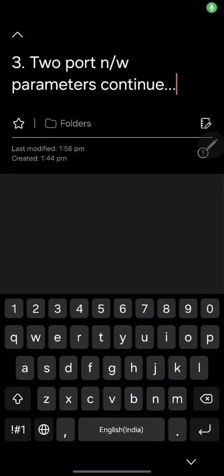Welcome to the third lecture on two-port network. We are discussing network parameters. So we discussed Z parameters and Y parameters. Here we are continuing our section.